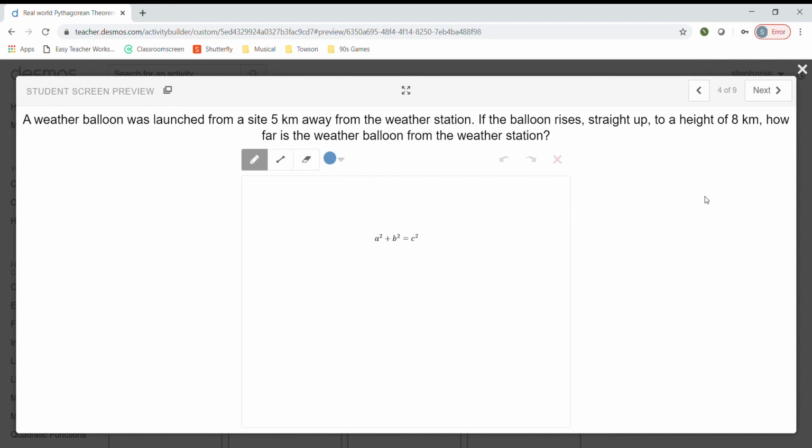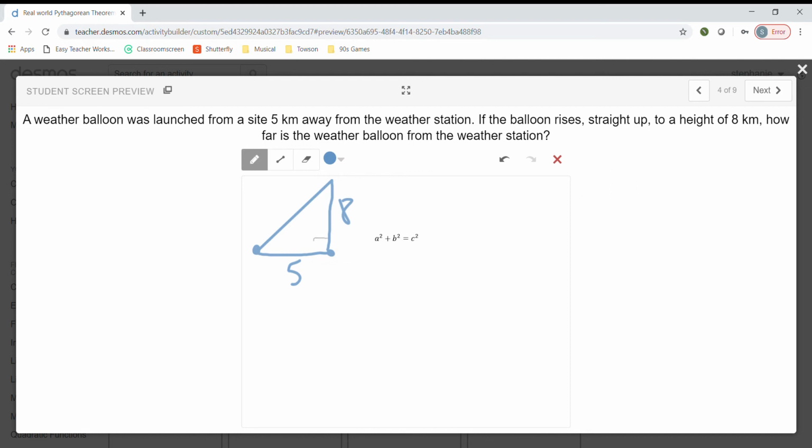So we're going to say that the station is right here, okay? And the balloon was launched 5 kilometers away. So 5 kilometers away, this is where the balloon was launched. Once it was launched, it then went 8 kilometers up. So they're trying to figure out how far it is. That's a terrible line. Let's draw an actual straight line. How far the balloon is from the weather station, okay?